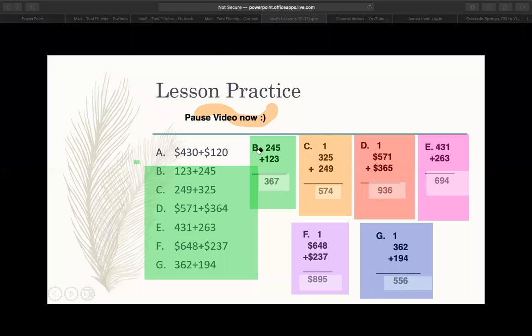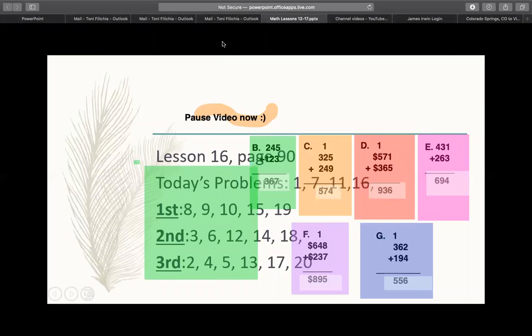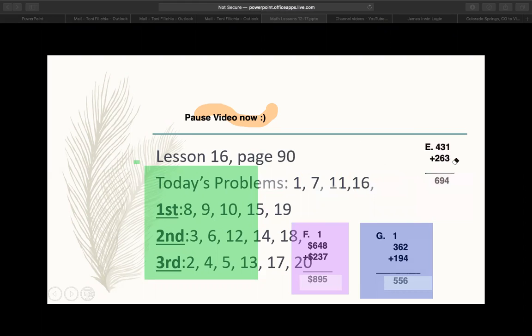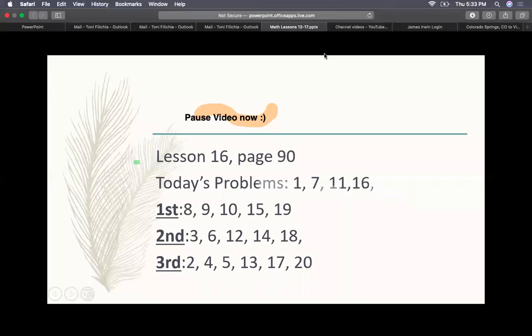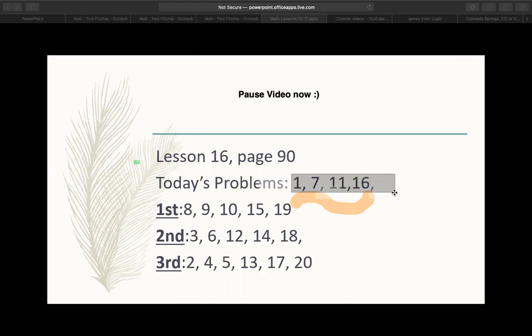And moving on to the homework. You can pause the video now. We are going to do today's problems. If you pause now and do numbers 1, 7, 11, and 16, we can go over those.